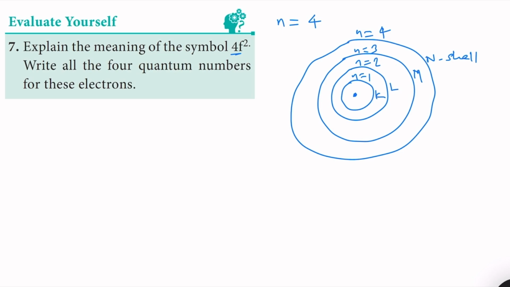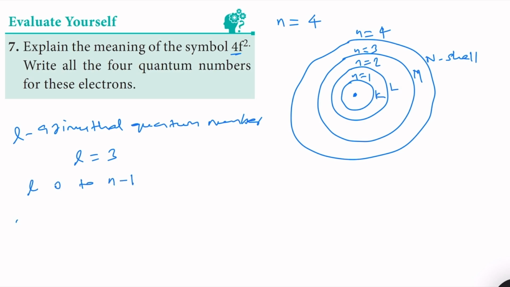The letter f describes the subshell, the f orbital. That means the azimuthal quantum number l must be equal to 3, because l runs from 0 to n minus 1. When l is equal to 0, it means s orbital, l equal to 1 means p orbital, l equal to 2 means d orbital, l equal to 3 means f orbital. Because the n value is equal to 4, l can have values 0, 1, 2 as well as 3. So, it is mentioned as f and therefore, the l value is definitely 3.